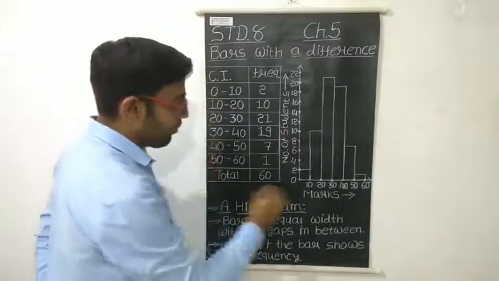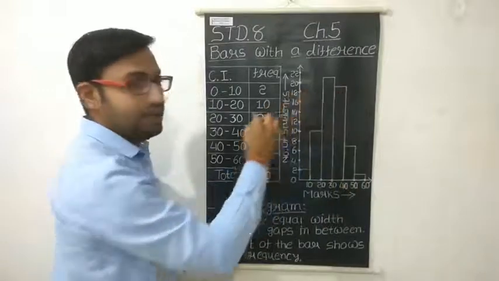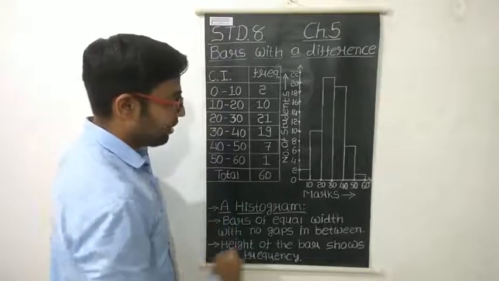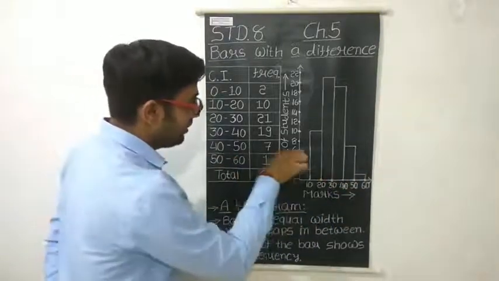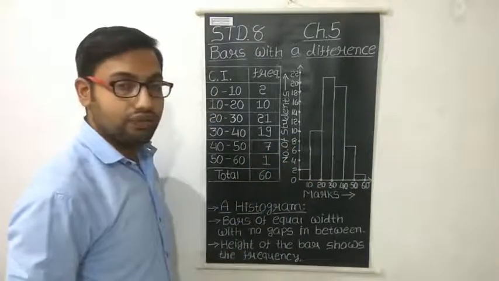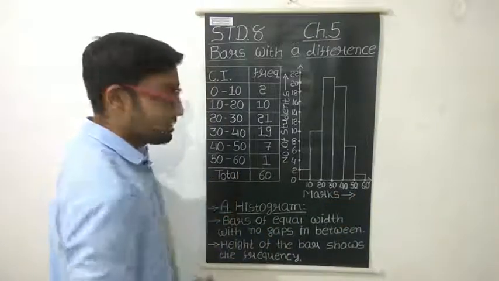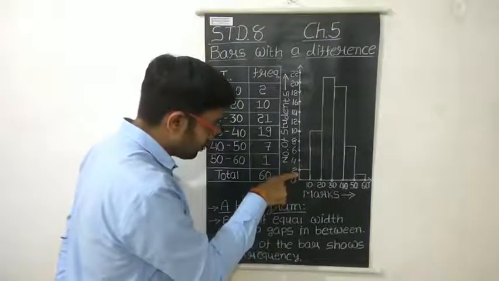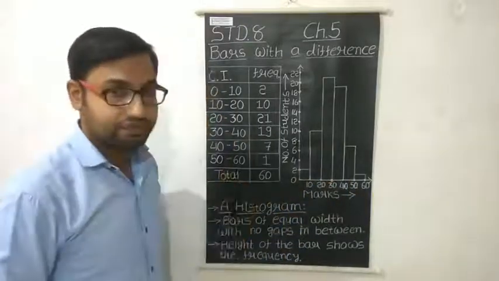In the same way, for 30 to 40 the frequency is 19. Again, 19 is in between 18 and 20, right? And the next one, 40 to 50, has a frequency of 7. So here 7 is between 6 and 8. This is the frequency of the class 40 to 50. And the last one is 50 to 60 and its frequency is only 1. So here we have to make two equal parts of 0 and 2. This is what we get, the height of the last bar.